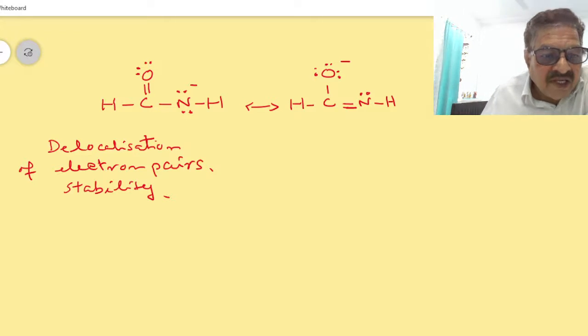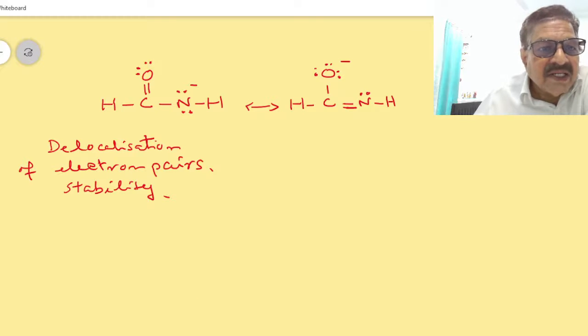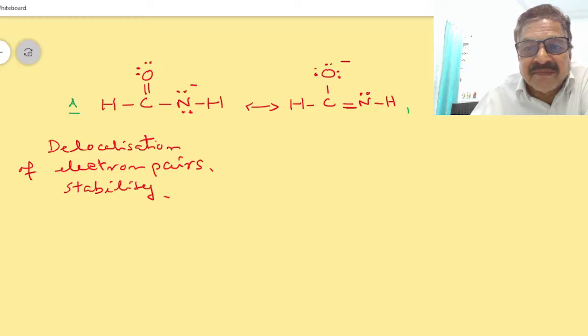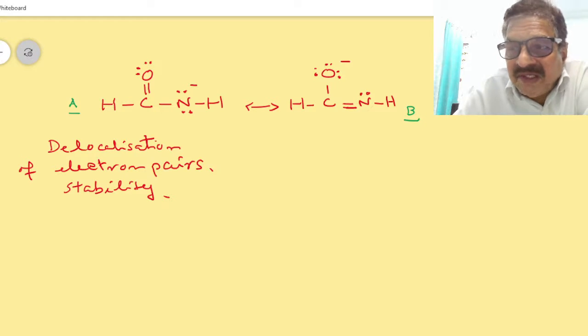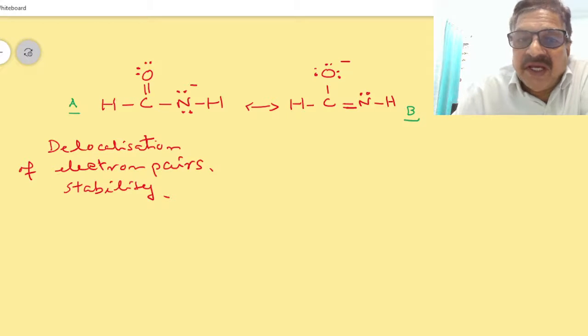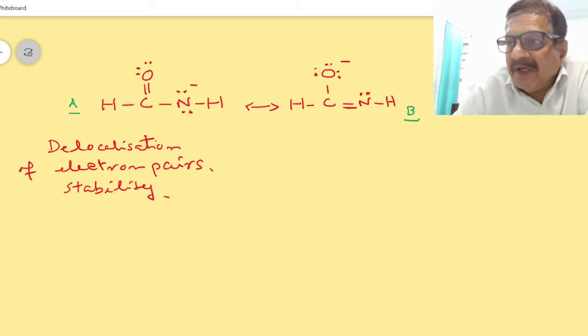This is structure A. We can just mark it here. This is structure A and this is structure B. We can say the position of the atoms is the same. There is no change here. The position of the double bond, that is the multiple bond, is different. The position of the lone pair, that is the non-bonding pair of electrons, is different here.